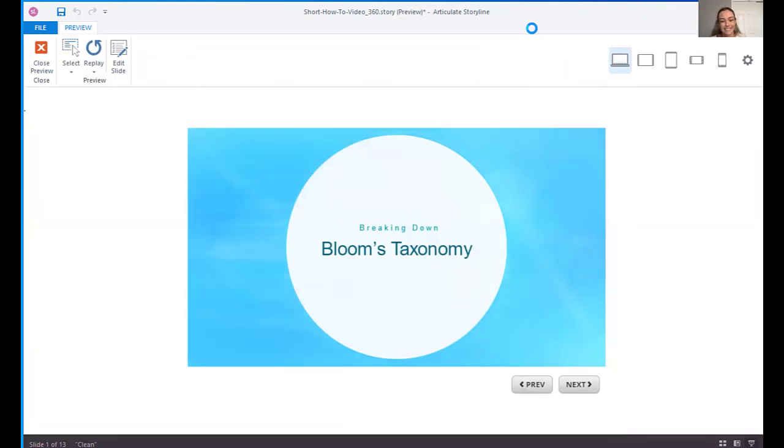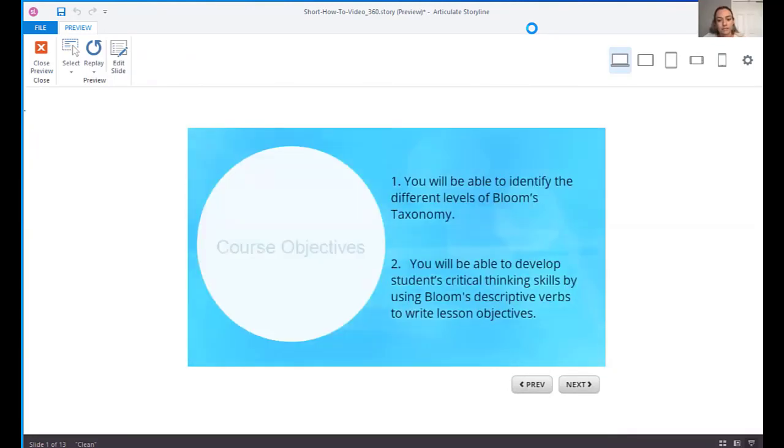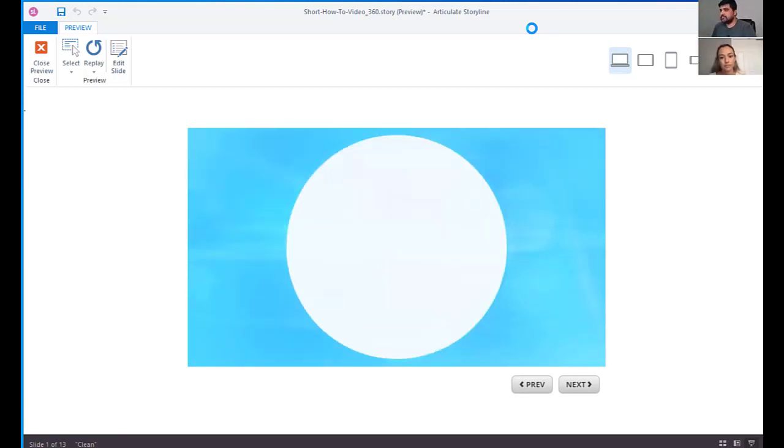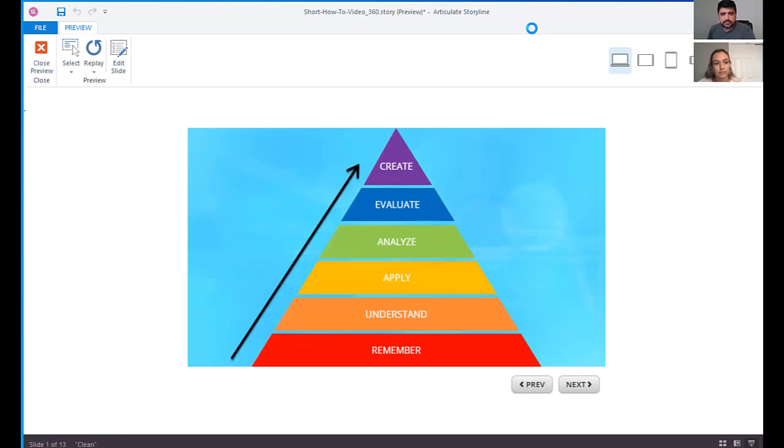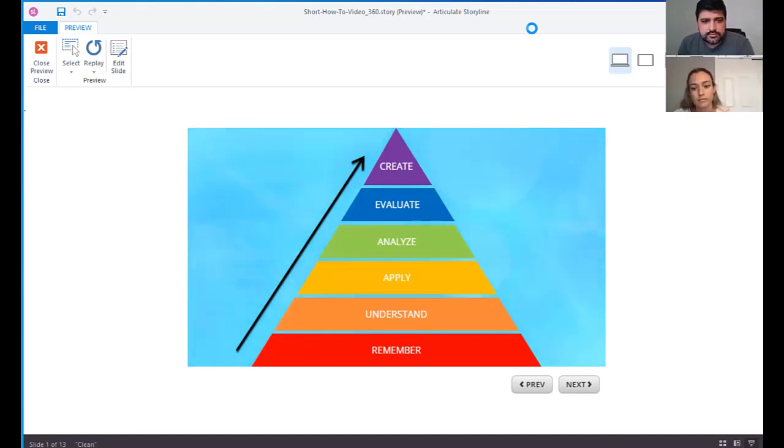Breaking down Bloom's taxonomy. By the end of this course, you will be able to identify the different levels of Bloom's taxonomy. You will also be able to develop students' critical thinking skills by using Bloom's descriptive verbs to write lesson objectives. Bloom's taxonomy is a tool that helps teachers and students create and organize learning objectives. Bloom's taxonomy promotes the growth of higher and more active forms of thinking in our students by using skills such as analyzing and evaluating, rather than just memorizing facts.